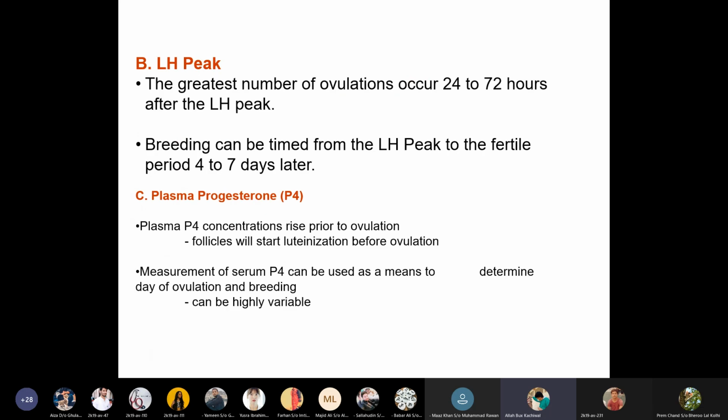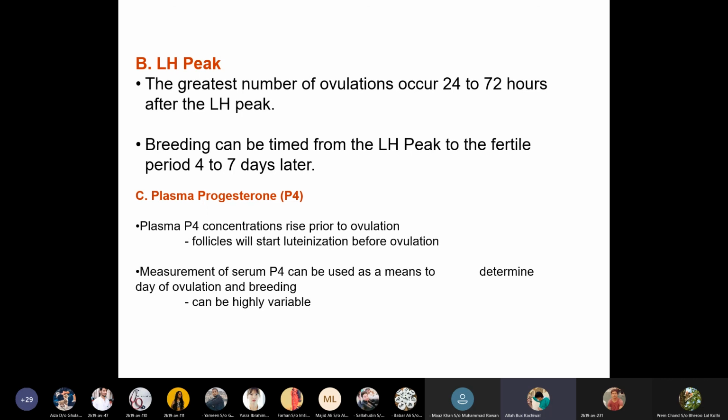So the luteinizing peak: the greatest number of ovulations occurs 24 to 78 hours after the luteinizing hormone peak. Breeding can occur from the luteinizing peak, and the fertile period will be 4 to 7 days.